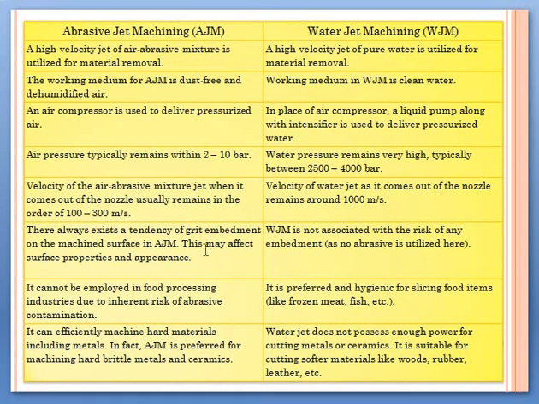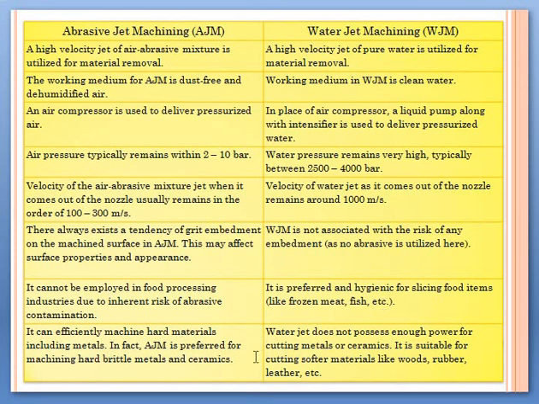There is a possibility of grit embedment in abrasive jet machining. In water jet machining, after the machining there is no such case of grit embedment as there are no abrasives. Abrasive jet machining cannot be used in food processing industries because of contamination by abrasive particles. But water jet machining can be preferred, and it is hygienic for slicing food items like frozen meat and fish, etc.